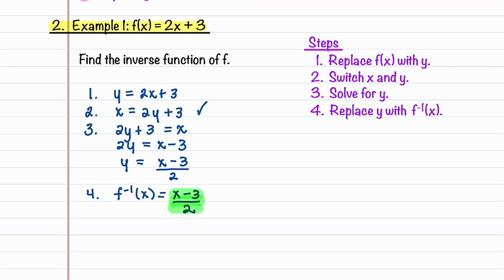Before we go on to our next example, I want to show you something. If we go back to step 1 and look at our original function, it tells us that we're going to start with x, which is our input, and we're going to multiply by 2. And then we're going to add 3. Now let's look at f inverse of x. What does this tell us to do? It says we're going to start with our input, which is x, and we're going to subtract 3. And then we're going to divide by 2.